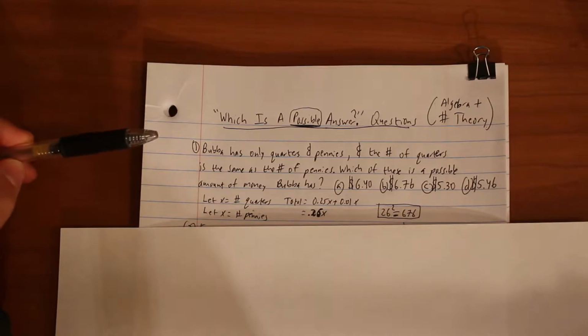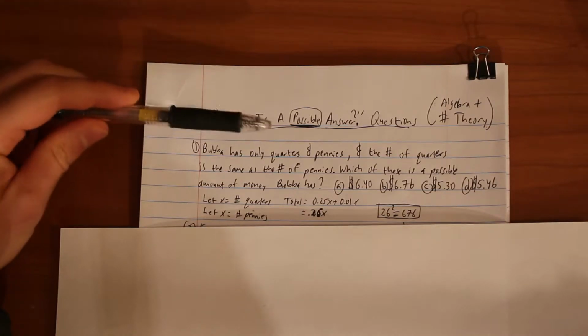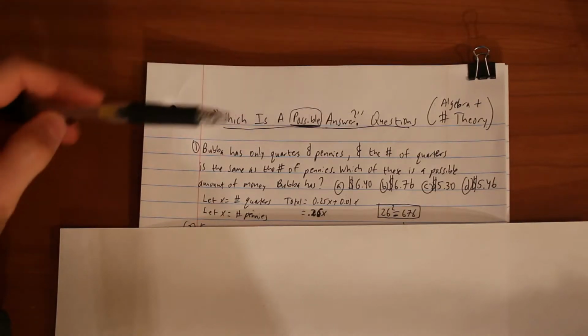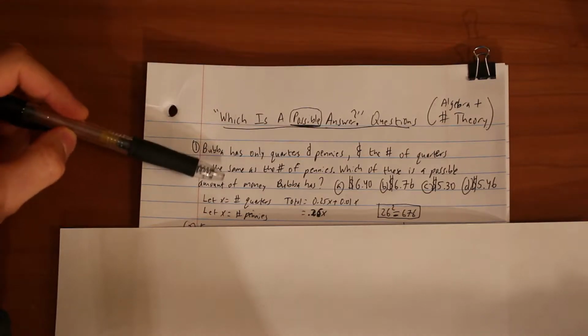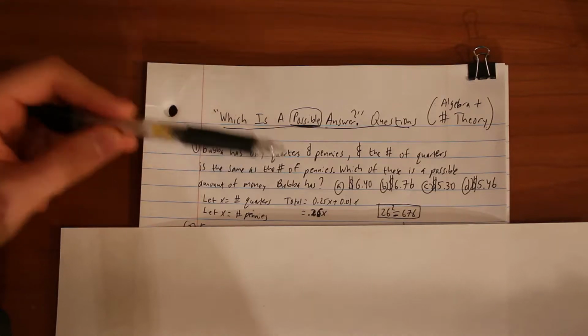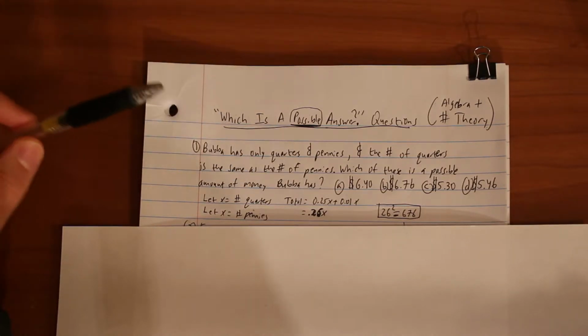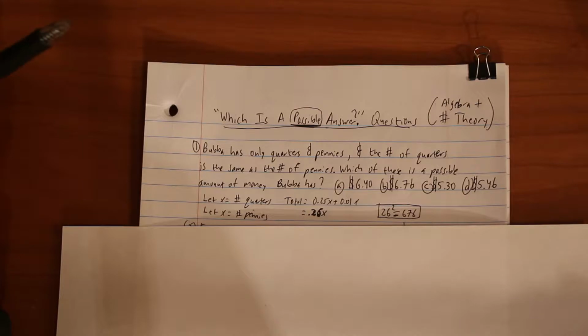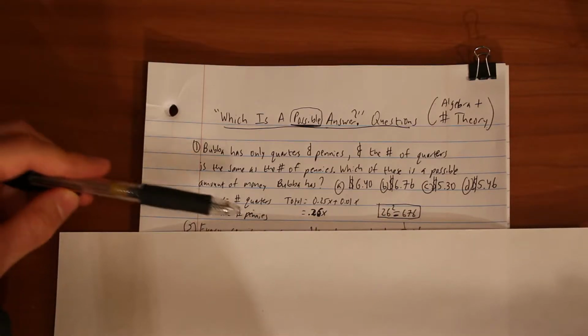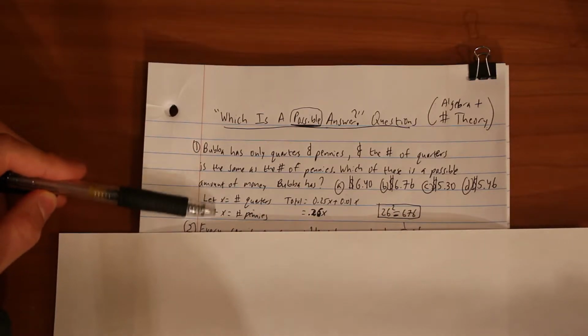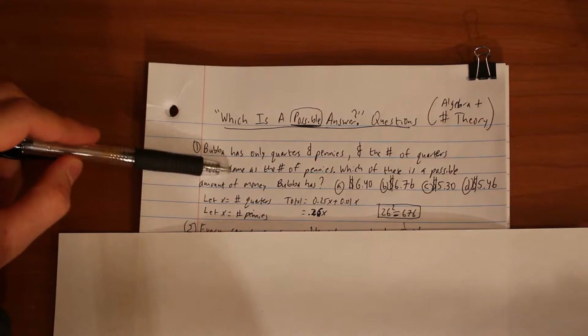The first question will be: Bubba has only quarters and pennies, and the number of quarters is the same as the number of pennies. Which of these is a possible amount of money Bubba may have? We don't know how many he has of each, so we're just going to say let x equal the number of quarters, let x equal the number of pennies. We're using the same variable because they happen to be the same number.